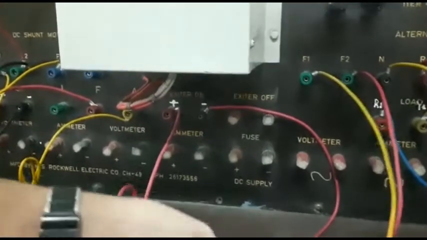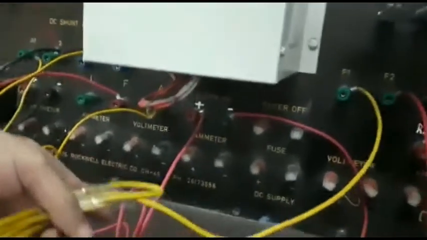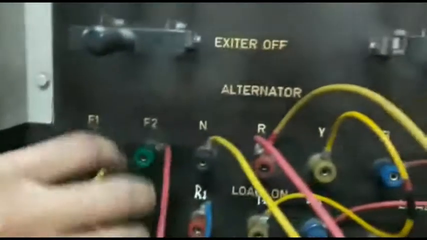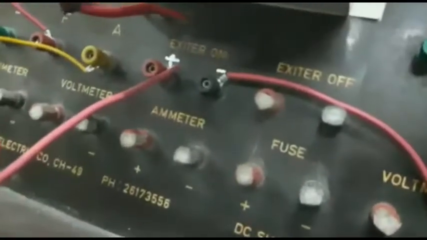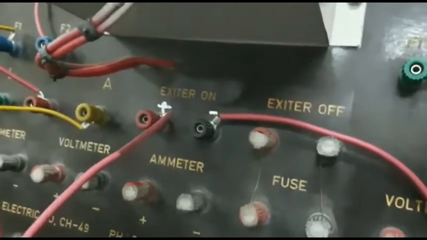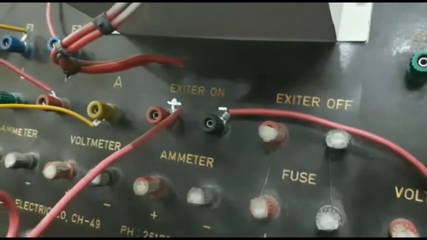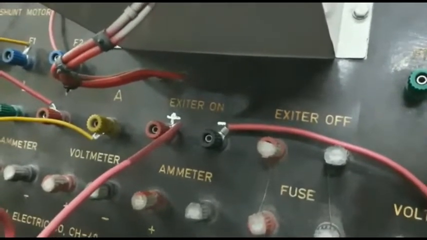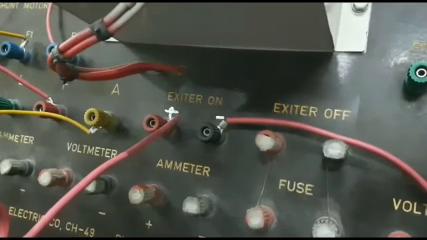In the field winding section, you are having F1, F2 written here. This is part of the alternator. You can see here alternator written on the control panel, and you are having F1, F2, that is known as the field winding, DC field winding. So whenever you give the DC supply, the DC supply is available at the field winding section, or field winding section means the exciter section of the alternator.